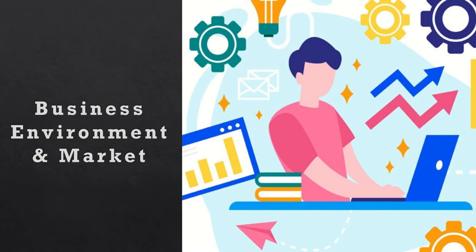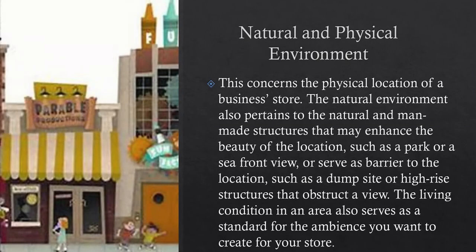Business environment and market. Natural and physical environment. This concerns the physical location of a business store. The natural environment also pertains to the natural and man-made structures that may enhance the beauty of the location, such as a park or a seafront view, or serve as a barrier to the location, such as a dump site or high-rise structures that obstruct a view. The living condition in an area also serves as a standard for the ambience you want to create for your store.